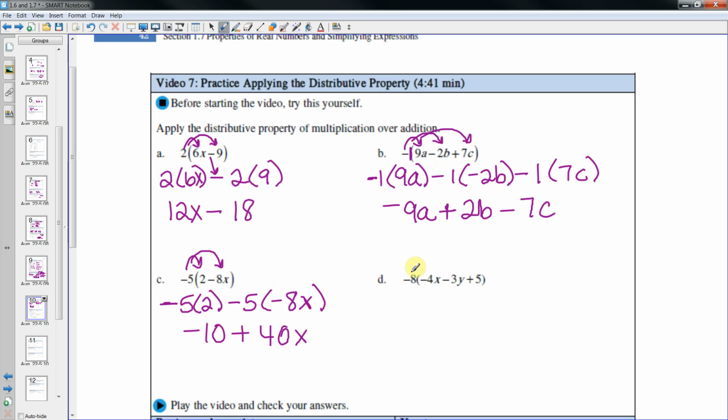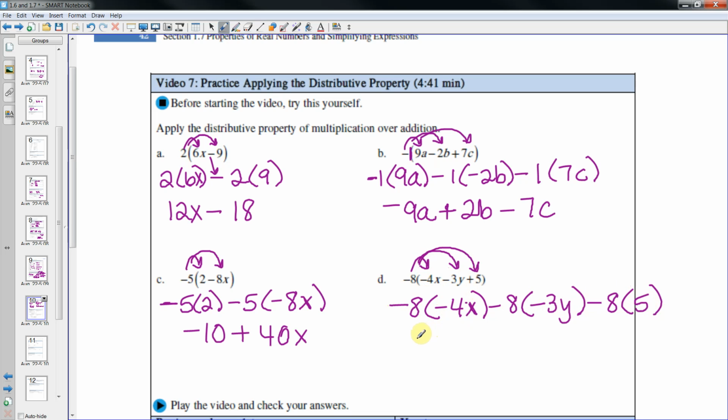And then this next one, negative 8 times negative 4x, negative 3y times 5. So negative 8 times negative 4x. Negative 8 times a negative 3y. And then negative 8 times positive 5. So negative 8 times 4x, that gives me positive 32x. Negative 8 times 3y gives me positive 24y. Negative 8 times a positive 5 gives me negative 40.